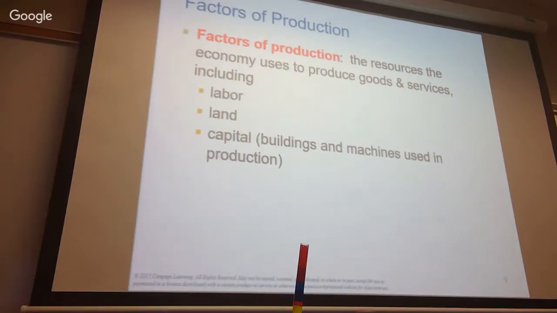And the reason why is because companies don't need money. They need what money can buy, right? Money can buy your land, money can buy your labor, money can buy your capital. That's what the company needs. So money and any type of financial capital, they're not factors of production. So factors of production are only 3 categories: land, labor, and capital, which is buildings and machines used to produce goods and services. Make sense?